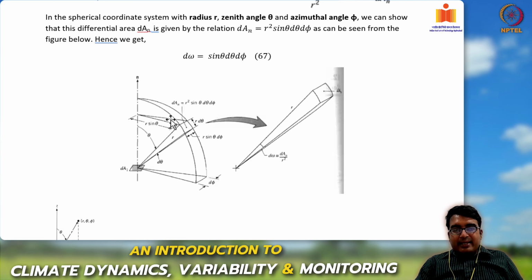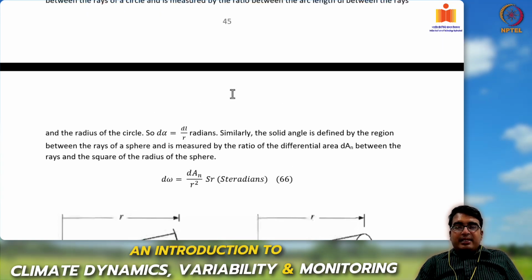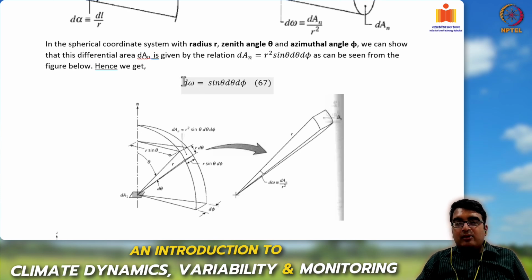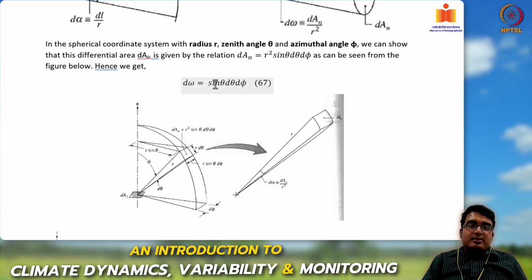Because this angle distance is d phi and this radius is sin theta, r sin theta d phi is the distance of this vertex, and r d theta is the distance of this vertex. So you get r square sin theta d theta d phi. If this is the area, this area divided by r square is your solid angle. So the solid angle in the spherical coordinate system is just sin theta d theta d phi, where theta is the zenith angle and phi is the azimuthal or equatorial angle.